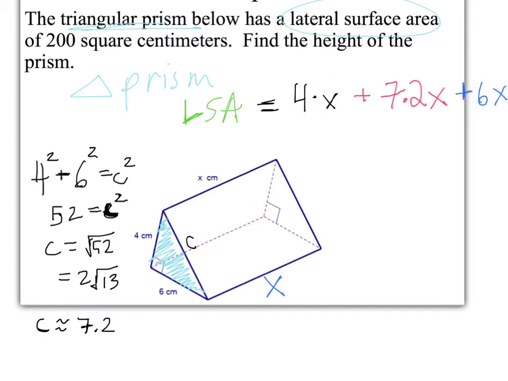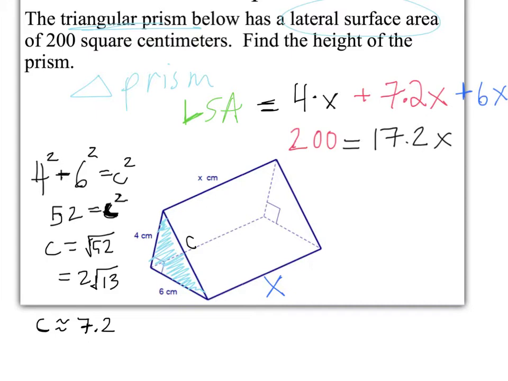Add them all together, what should we get? And then you say 17.2x, or maybe you were thinking the left side of the equation. They told us that the lateral surface area was actually 200. So I'll put that in.